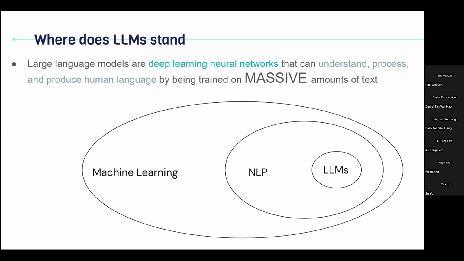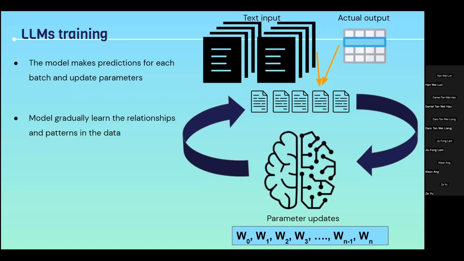What exactly it is: a large language model is a deep learning neural network that can understand, process, and produce human language by being trained on a massive amount of text. Exactly how this training occurs, we can see in the next slide. So over here we have how LLMs are trained.